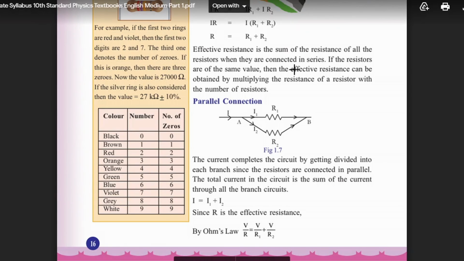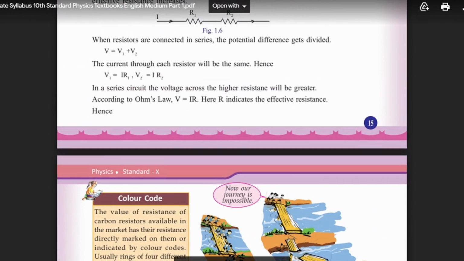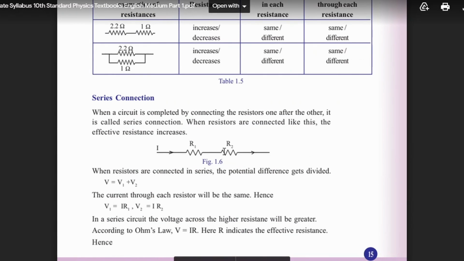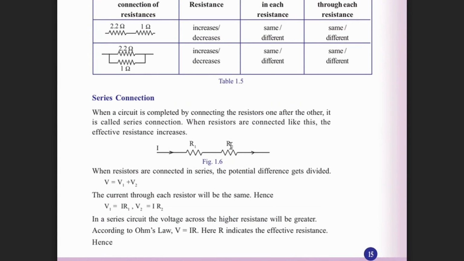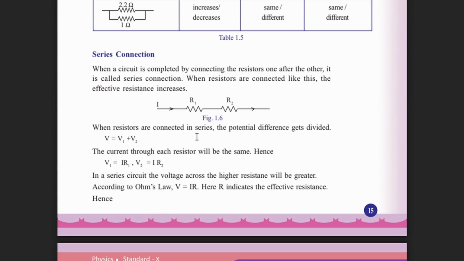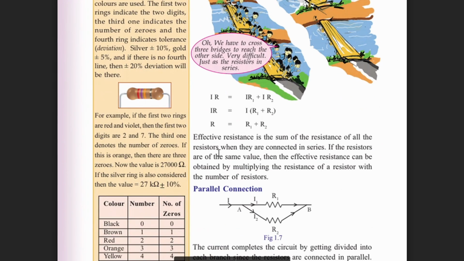Effective resistance is the sum of the resistance of all resistors. We already know that. Now, if the resistance is the same in the circuit, R1 and R2 will have the same value, say 2 ohm and 2 ohm. If two resistances have the same value, just multiply 2 ohm by the number of resistors. That means 2 into 2, that means 4 is the effective resistance. That is all they are saying here.